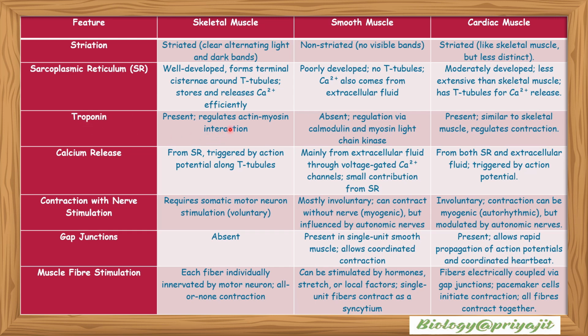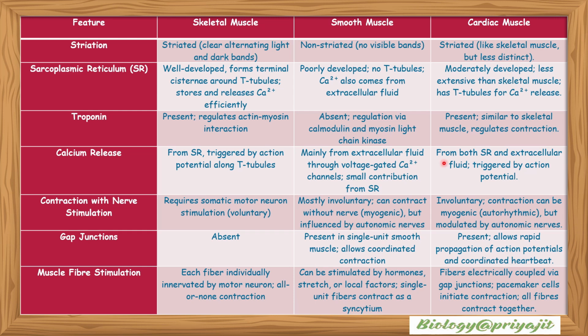Troponin: in skeletal muscle it is present, and it regulates actin-myosin interaction. In smooth muscle, troponin is absent, but regulation is via calmodulin and myosin light chain kinase. In cardiac muscle, it is present, similar to skeletal muscle, and it regulates contraction. Calcium release from the SR, or sarcoplasmic reticulum: calcium release is triggered by the action potential along T tubules. In smooth muscle, calcium comes mainly from extracellular fluid through voltage-gated Ca2+ channels. A small contribution comes from the sarcoplasmic reticulum.